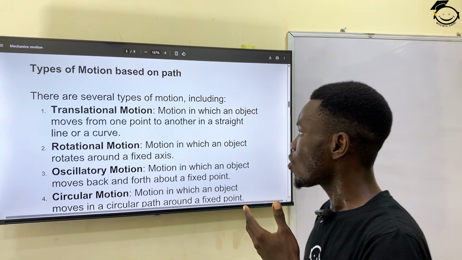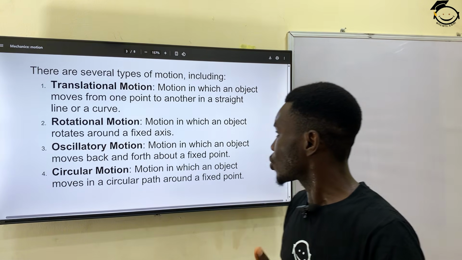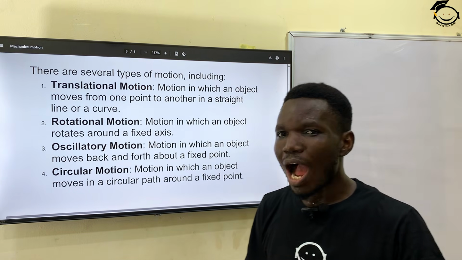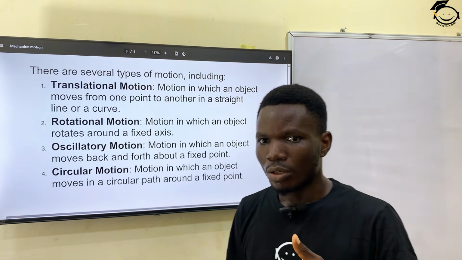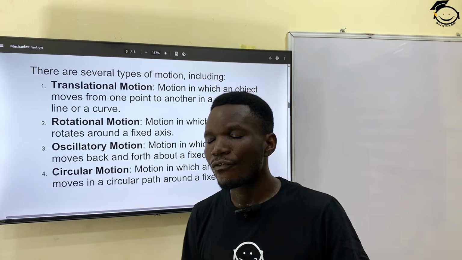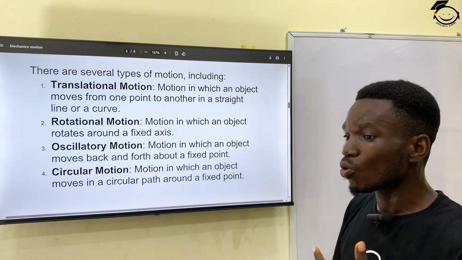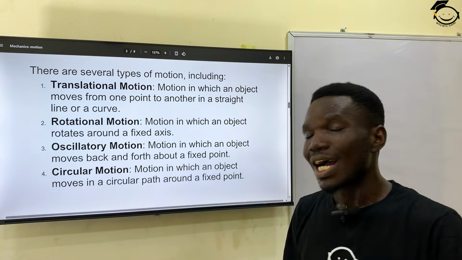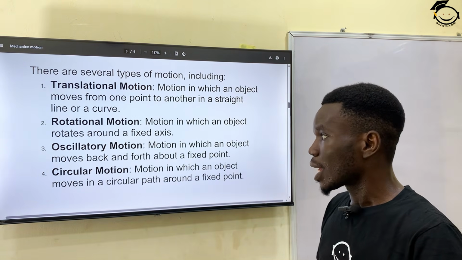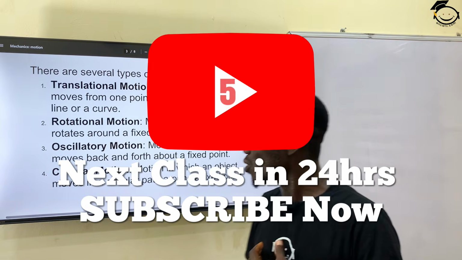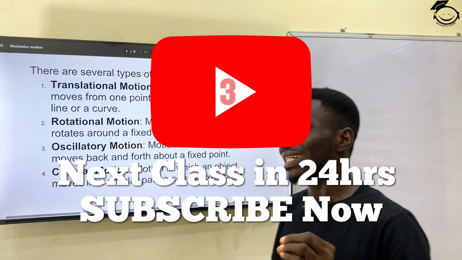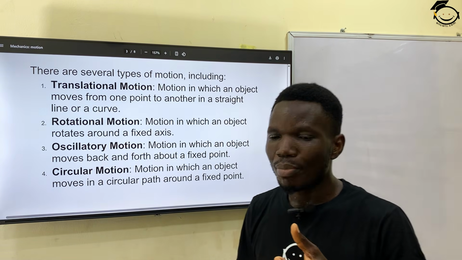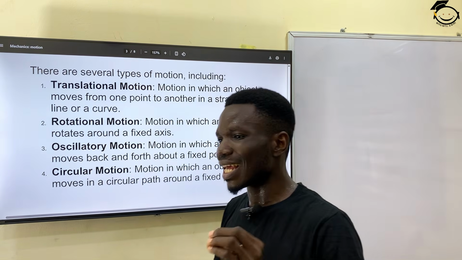And then we also have oscillatory motion. This is a type of motion in which an object moves to and fro about a fixed point. And then we have circular motion. This is a type of motion in which an object moves in a circular path. So when an object moves in a circular path about a fixed point, we call it circular motion.